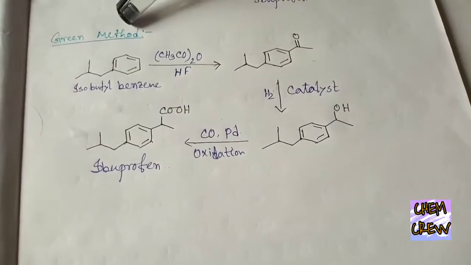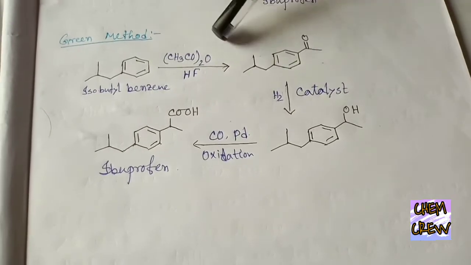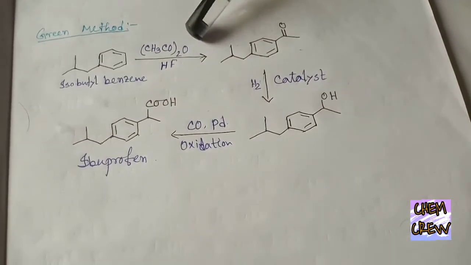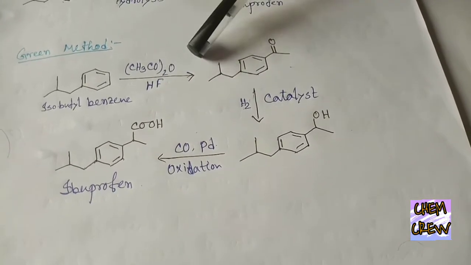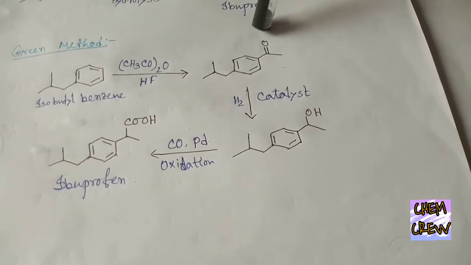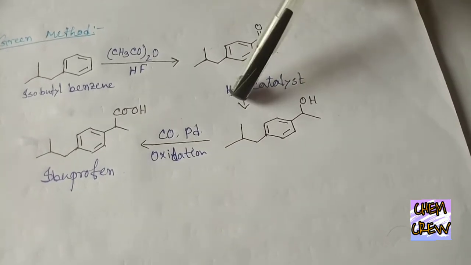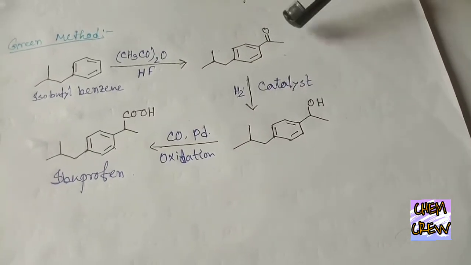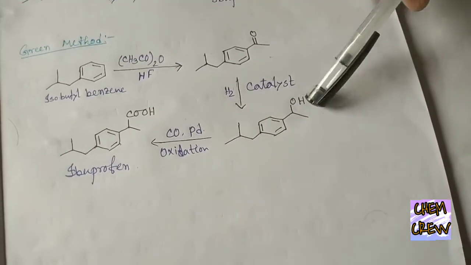In the green method, we also use isobutylbenzene as a starting material. Then it is treated with acetic anhydride in the presence of HF as a catalyst, and this compound is produced. Then it is treated with hydrogen in the presence of a catalyst. The ketone is converted to the alcohol form.